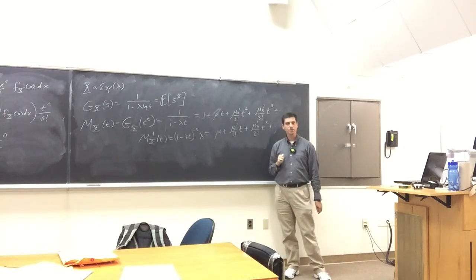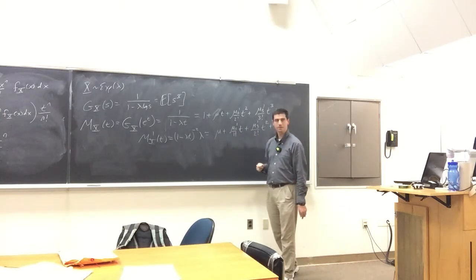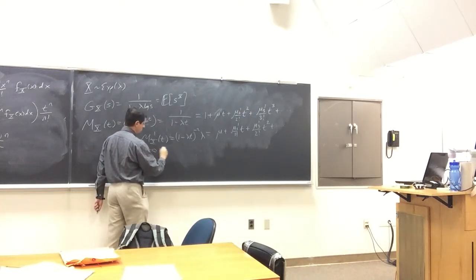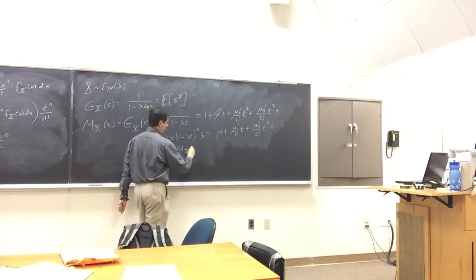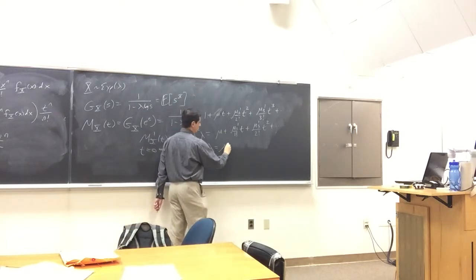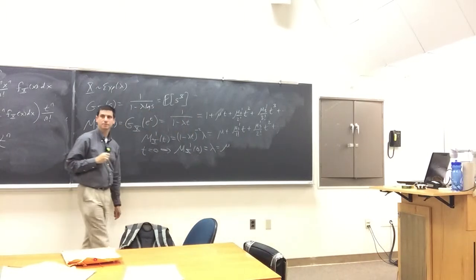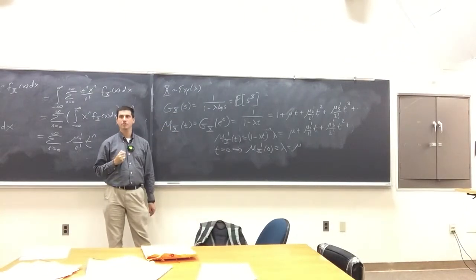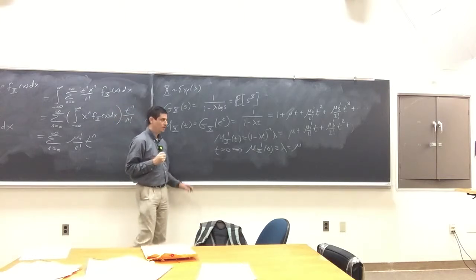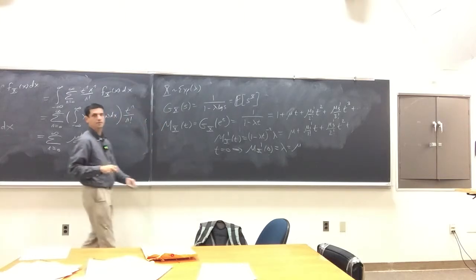If I now take t equals 0, I'm going to get the mean. So t equals 0, we get M_X prime of 0 is equal to lambda, which is the mean. This shows you the power of the moment generating function. If I want to calculate the second moment, I would just take another derivative.